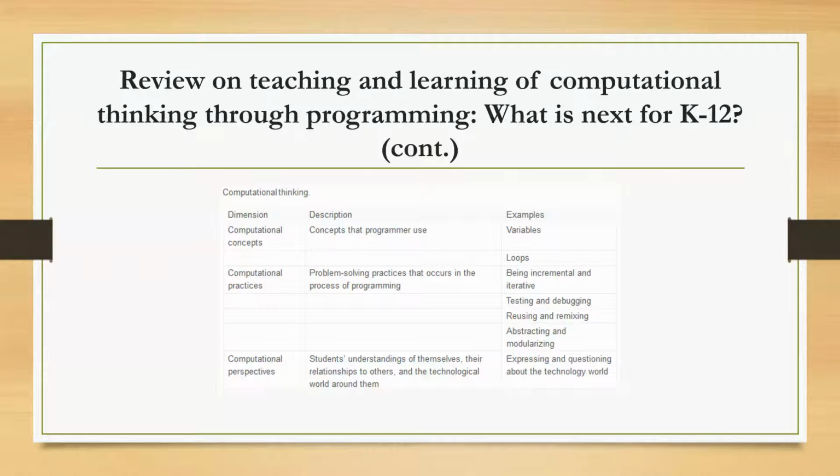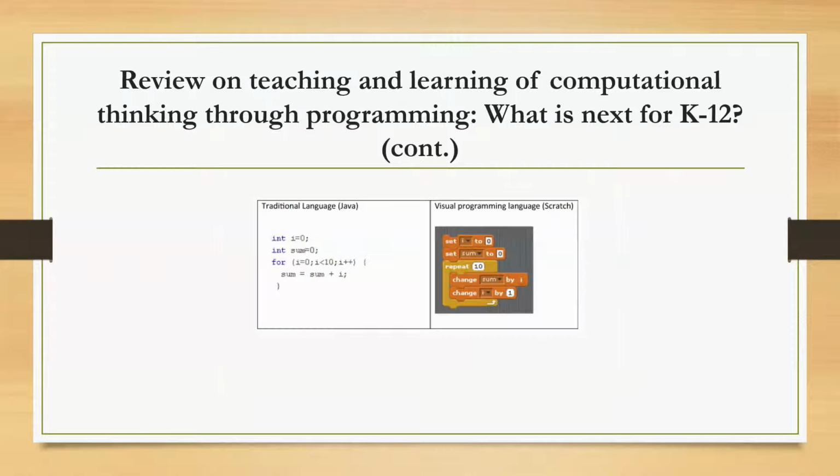And then the third area of computational thinking is computational perspectives, which is a student's understanding of themselves, their relationships to others, and the technology world around them. That's stuff like expressing and questioning the technology world. So you have those three different subtexts of computational thinking.